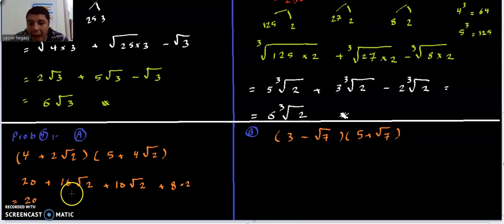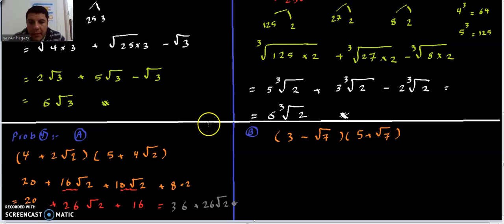Combine like terms. We have 16 the square root of 2 and 10 the square root of 2. 16 plus 10 will be 26, so it will be 26 the square root of 2 plus 8 multiplied by 2 equals 16. Now complete combining the like terms. 16 plus 20 will be 36 plus 26 the square root of 2, and that's it.